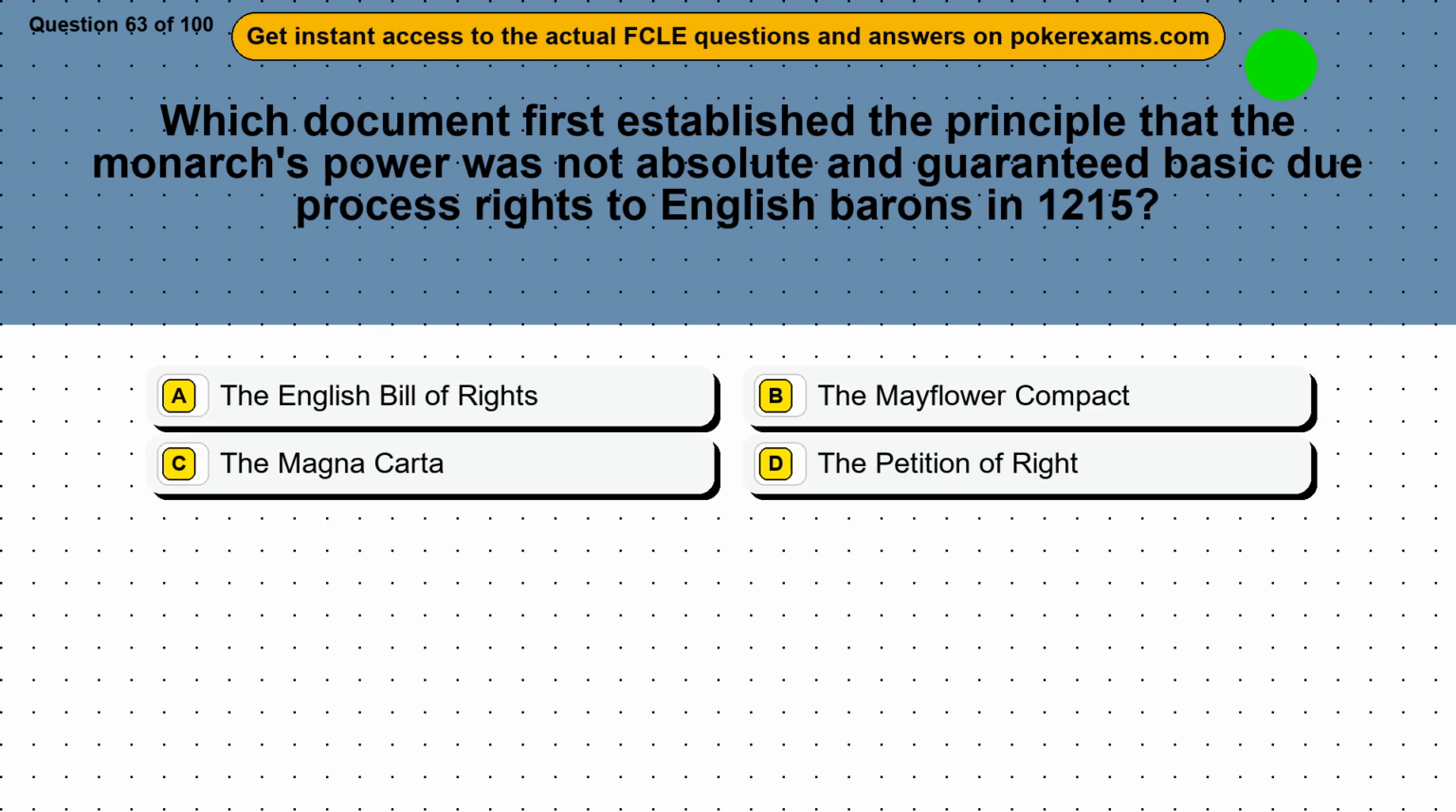Question 63. Which document first established the principle that the monarch's power was not absolute and guaranteed basic due process rights to English barons in 1215? Option A, the English Bill of Rights. Option B, the Mayflower Compact. Option C, the Magna Carta. Option D, the Petition of Right.